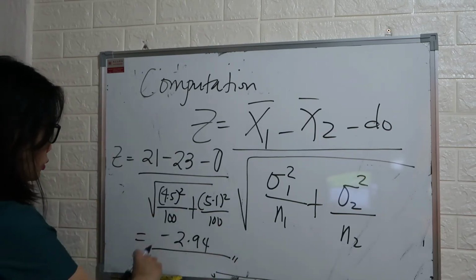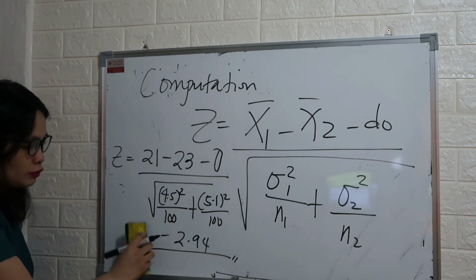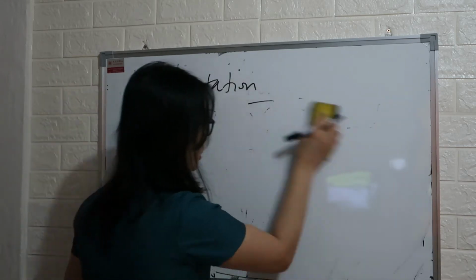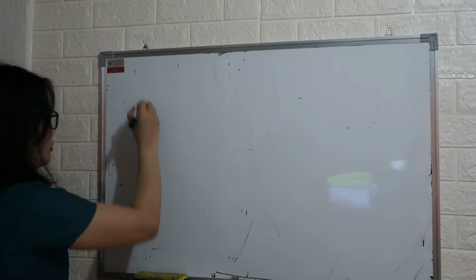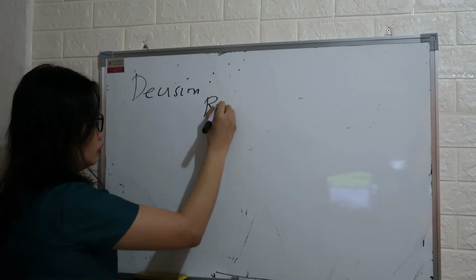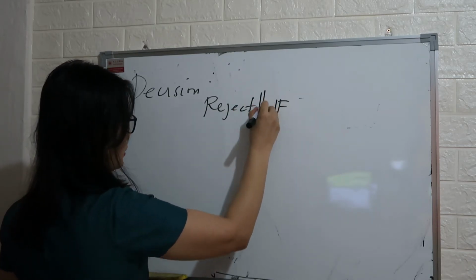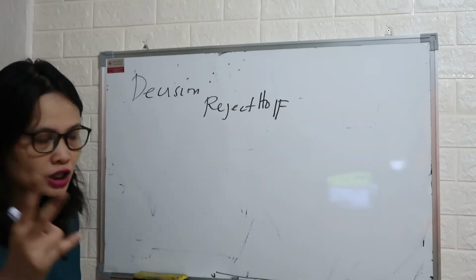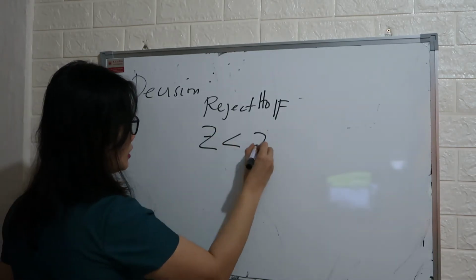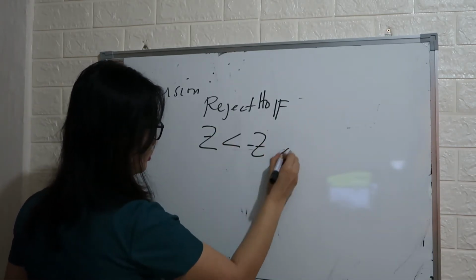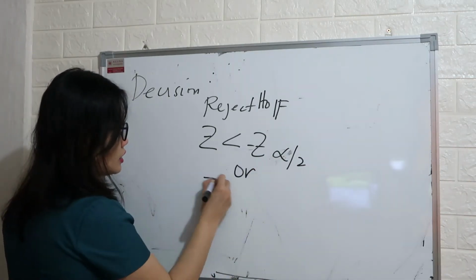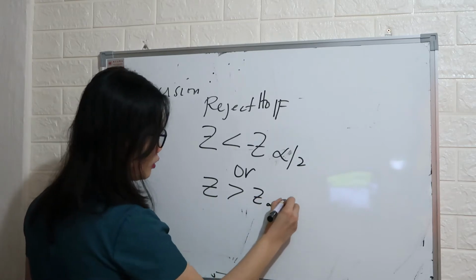After we compute, you will come up with the z value, which is negative 2.94. We can now proceed to the fourth procedure, and that will be the decision. Reject H0 if there are two conditions. For a two-tailed test, z is less than negative z alpha over 2, that's the first condition, or z is greater than z alpha over 2.